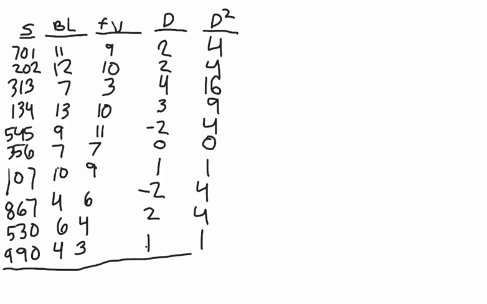The next thing I'm going to want to do is get my sums for each one of my columns. So I'm going to get a sum of my baseline scores. So if I add these all up, I'm going to end up with 83.